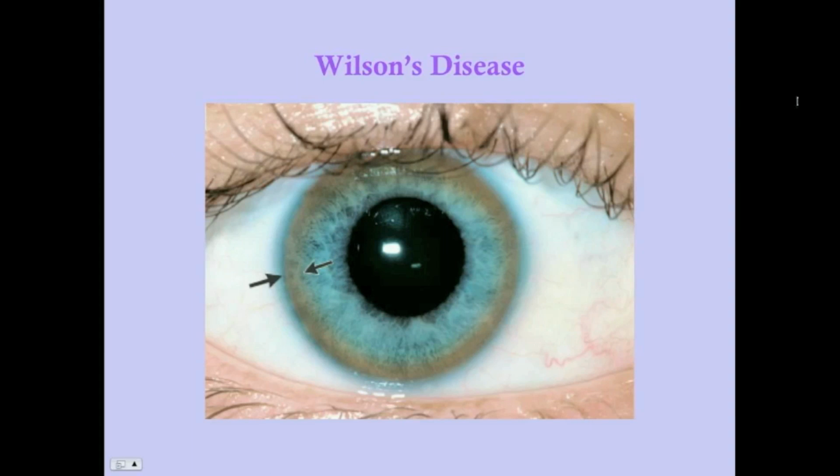This is a Kaiser-Fleischer ring. So the arrows show that brownish ring. This patient has bluish-green eyes normally, but that brown ring that's around their iris is the Kaiser-Fleischer ring. And all this is a deposition of copper in the Descemet membrane.